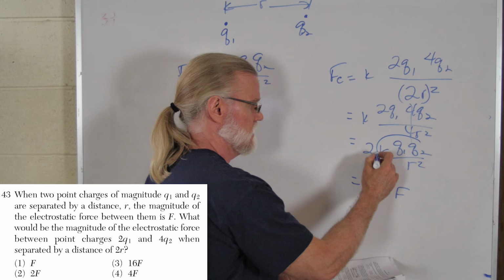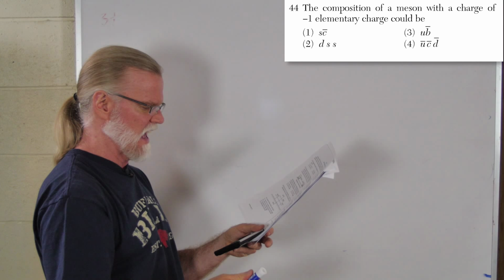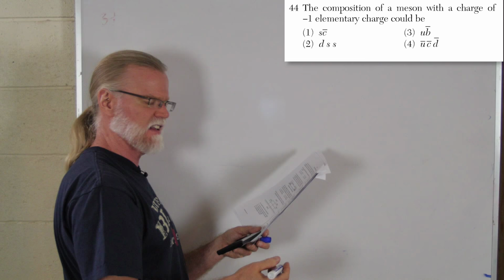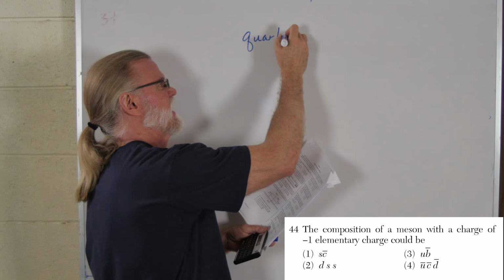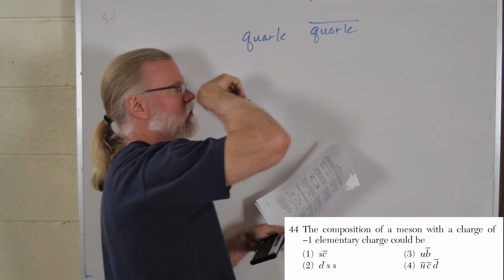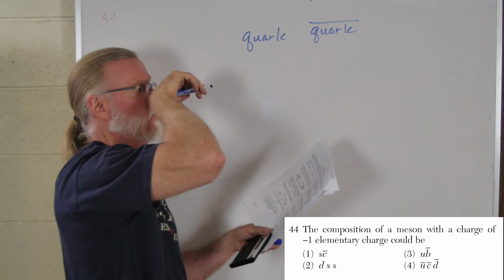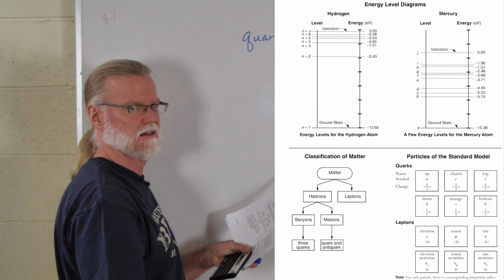The composition of a meson with a charge of minus 1 elementary charge. A meson, of course, is a quark and an anti-quark. Quark and an anti, we put a line over the top, that's anti. Is it a meson? It's right in your reference table. Check it out. If you don't believe me, I wouldn't believe me. And it has to have a charge of minus 1e.